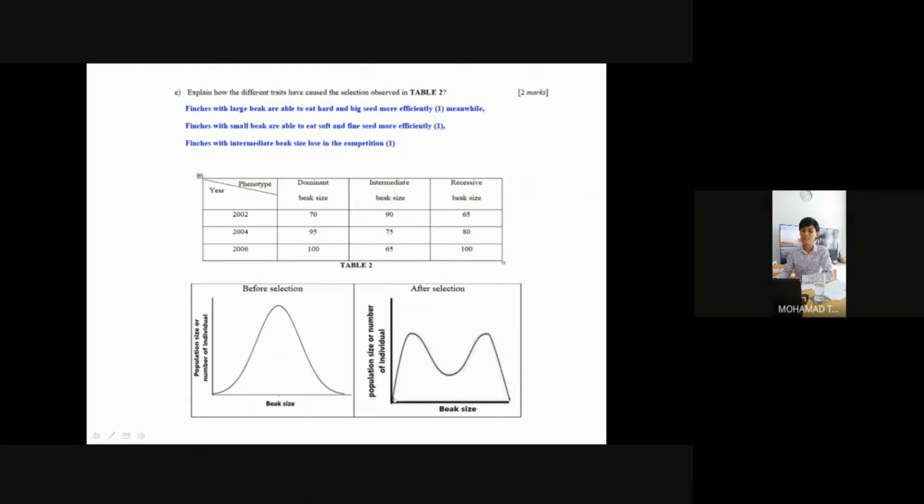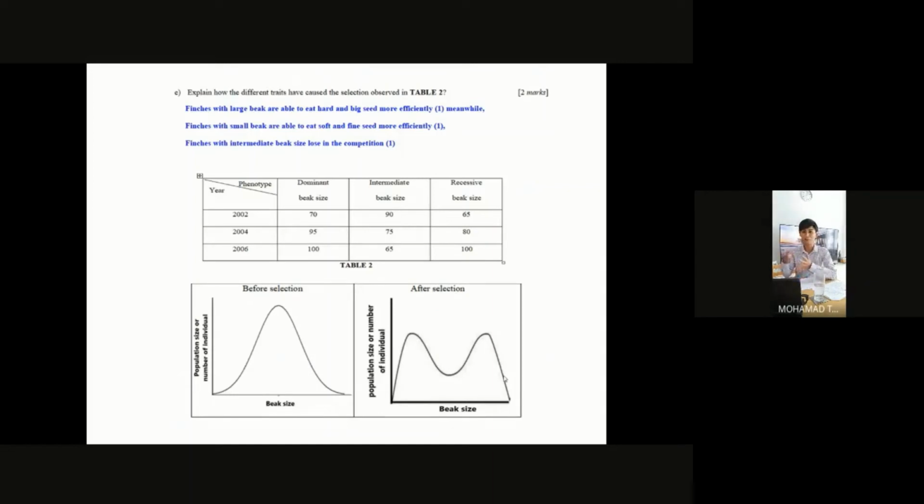Why? After selection happens, the 2 extremes increase, while the number of individuals with intermediate size decreases. So we know from learning about disruptive selection about the beak shape and size of finches in the Galapagos Islands that finches with large beaks are more specialized, or in natural selection terms, better adapted, and can efficiently eat big and hard seeds.